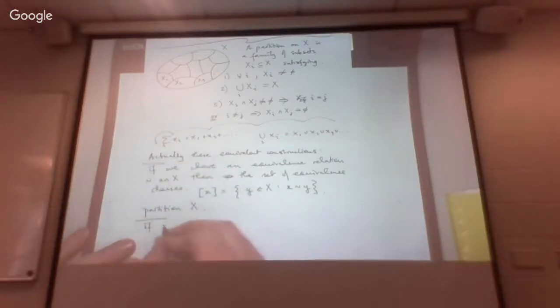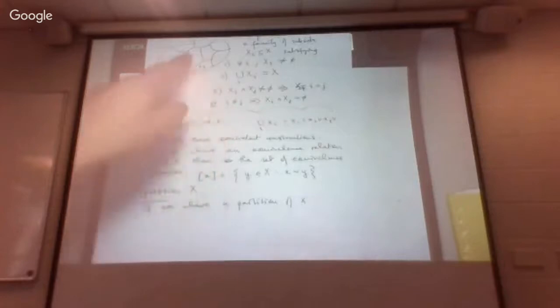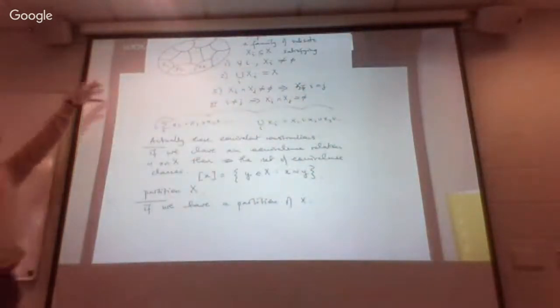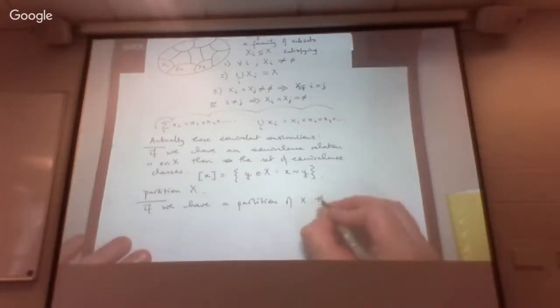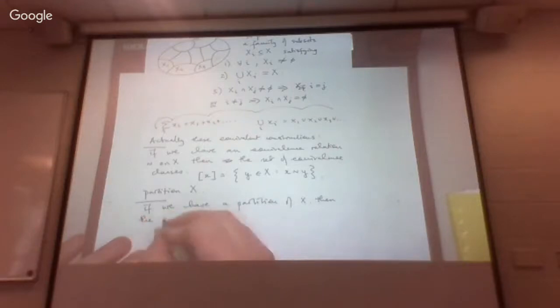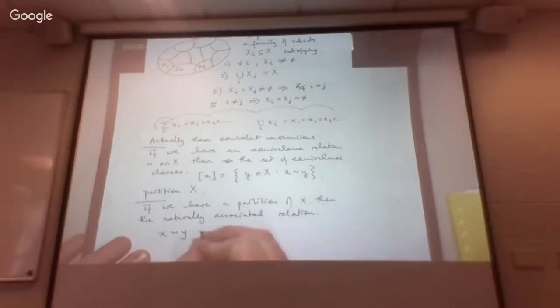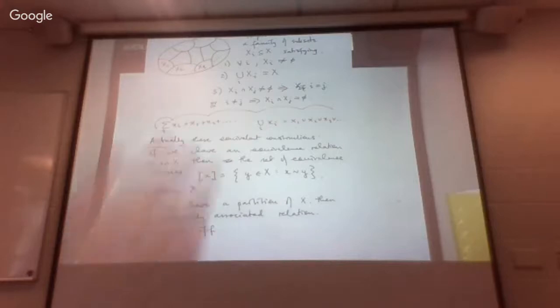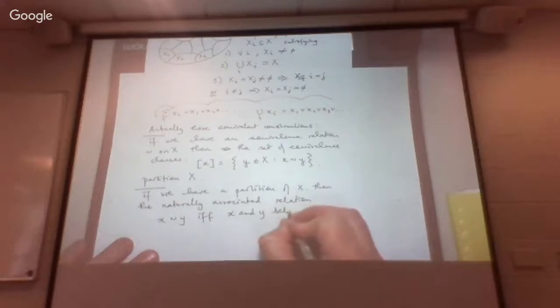Secondly, if we have a partition of X, so you've got some splitting of X up into some collection of subsets like that, then there's a naturally associated relation where we say x is related to y. This is the definition of the relation. x is related to y if and only if x and y belong to the same subset.